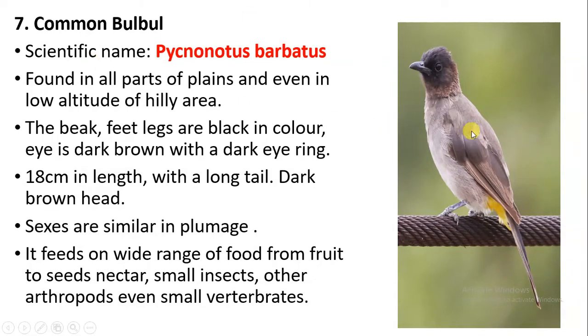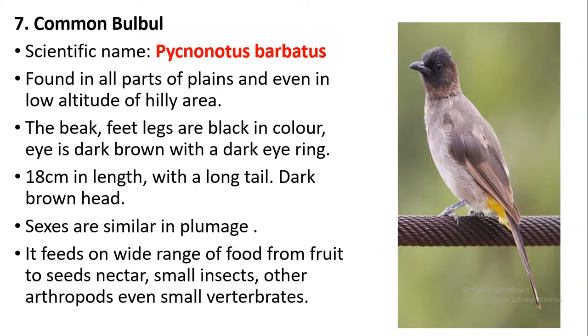The next common bird which we are going to study is the common bulbul. The scientific name is Pycnonotus barbatus. It is found in all parts of the plains and even in the low altitudes of hilly regions. The beak, feet, and legs are black in color. The eyes are dark brown with a dark eye ring. It is 18 centimeters in length with a long tail, and a dark brown head is present. The sexes are similar in plumage.